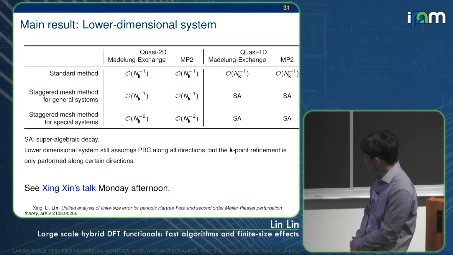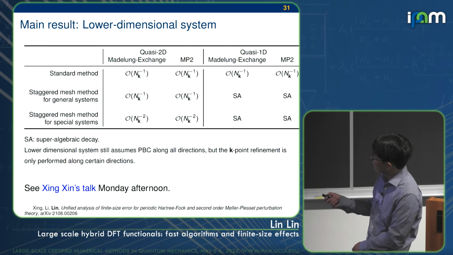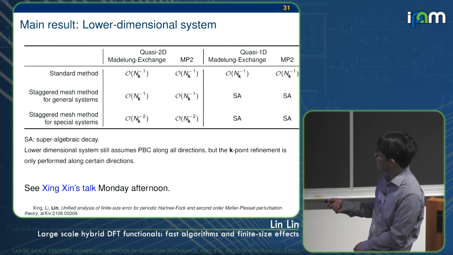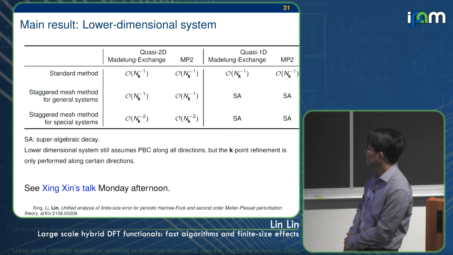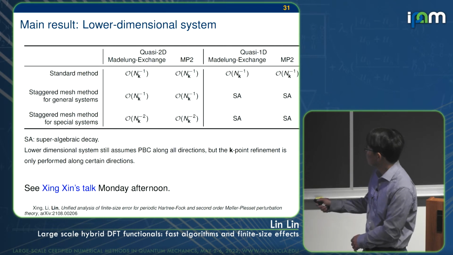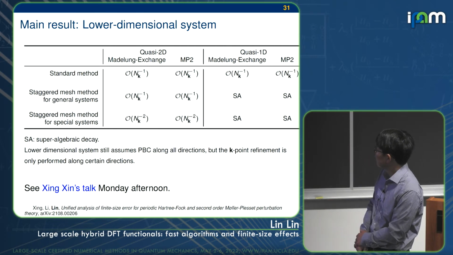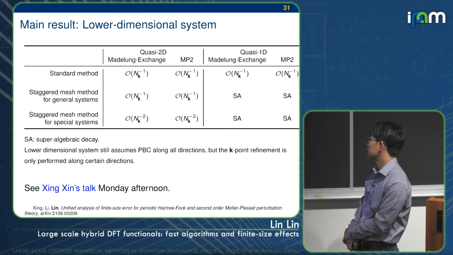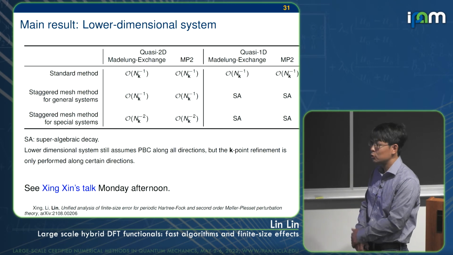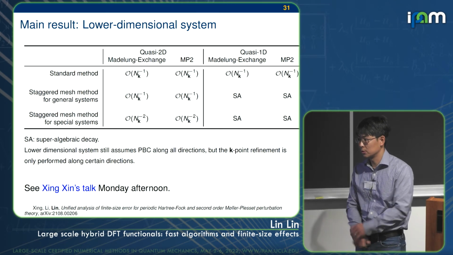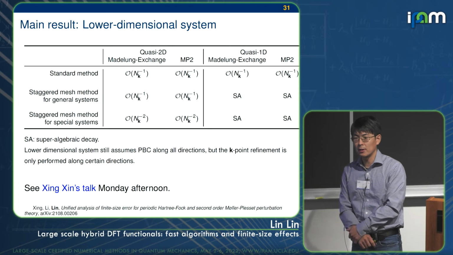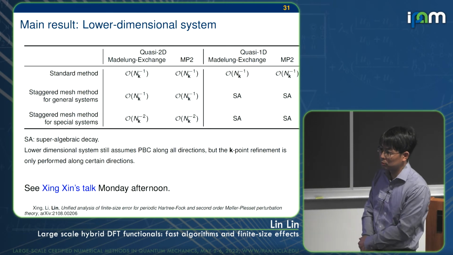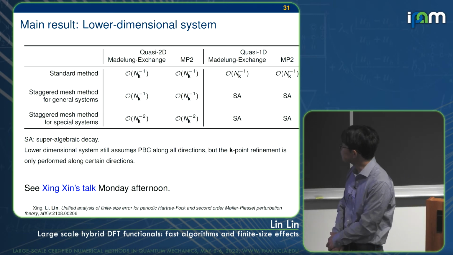In this particular model, what you can prove is that for quasi-2D systems, with the Madelung exchange, you can get to this rate, but with the staggered mesh method, you can improve it further. And for 1D, with some algorithmic improvements, you can even get to the so-called super algebraic convergence, which is when you do it for nanotube-like systems. And that is due to some sort of a removable singularity.